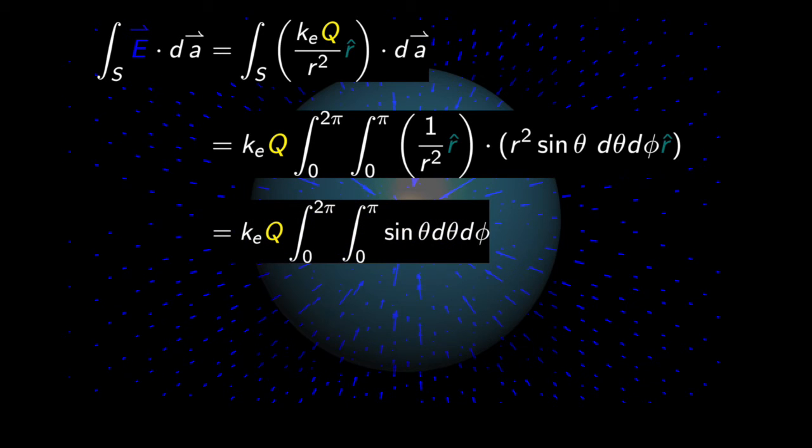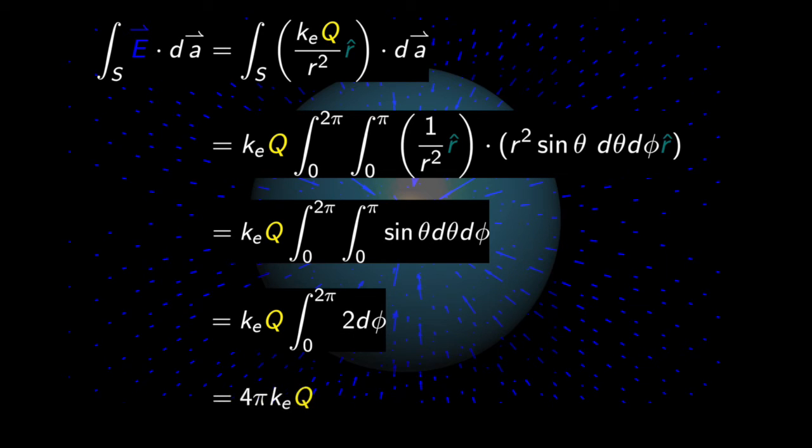The integral from 0 to pi of sine theta is negative cosine of pi minus negative cosine of 0, which is 2. And of course, the integral from 0 to 2 pi of 2 is 4 pi, so the whole surface integral comes out to 4 pi k_e q. You might notice that the result doesn't depend on the radius of the sphere I used. It'll be true no matter how tiny a sphere we take around the charge.